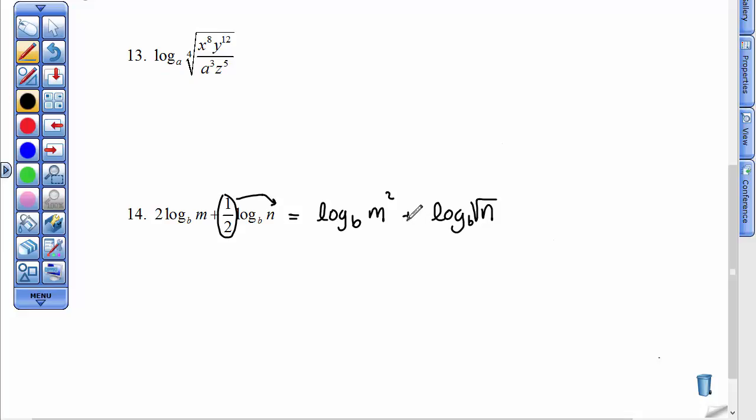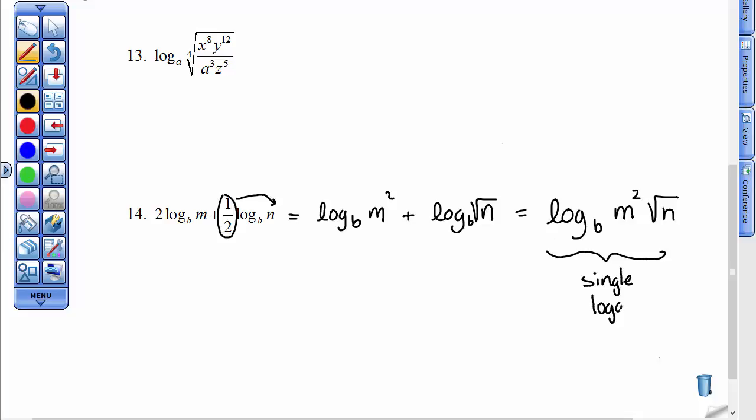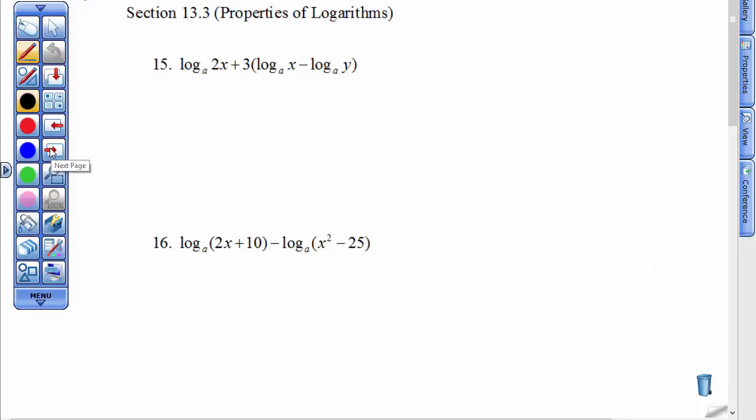And finally, I'm ready to put this together as a single logarithm, but because it's an addition problem and logarithms behave like exponents, then it must be a product. So this is the log of m squared times the square root of n, where the base is b. And I have written this as a single logarithm. So that will be the definitions. Write this as a single logarithm. Let's see what the next problem or 2 presents.